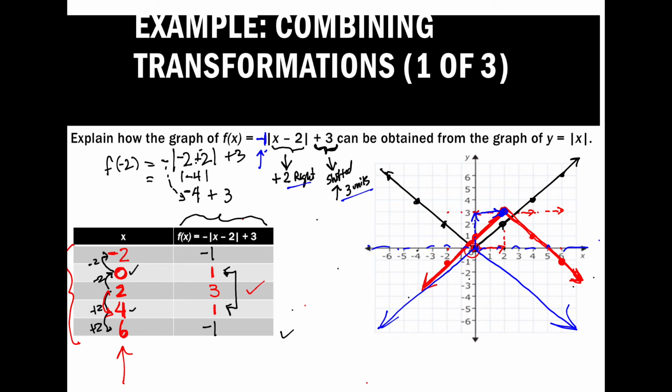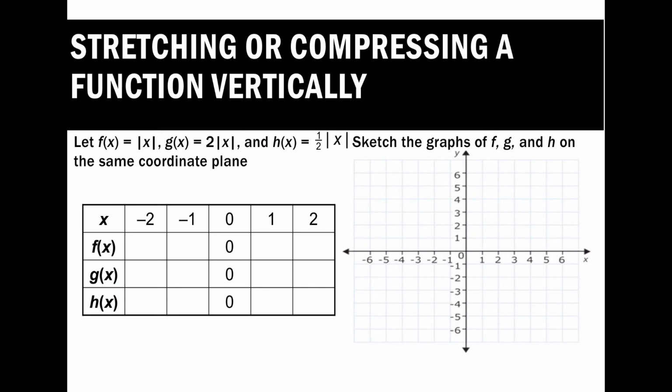All right, let's explore that whole multiplication thing a little bit more. We're going to look at taking an original equation here, f of x equaling the absolute value of x, and here we're taking the absolute value of x, multiplying it by 2, and then here we're going to multiply it by a half. We're going to sketch these three on the same plane and see what happens.